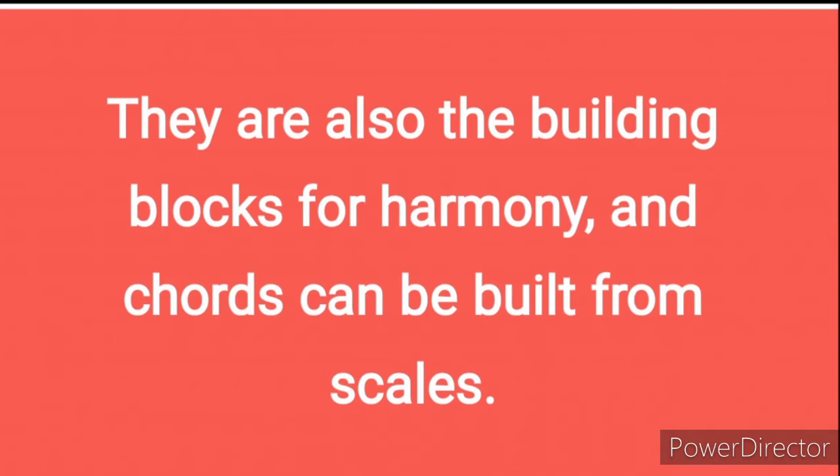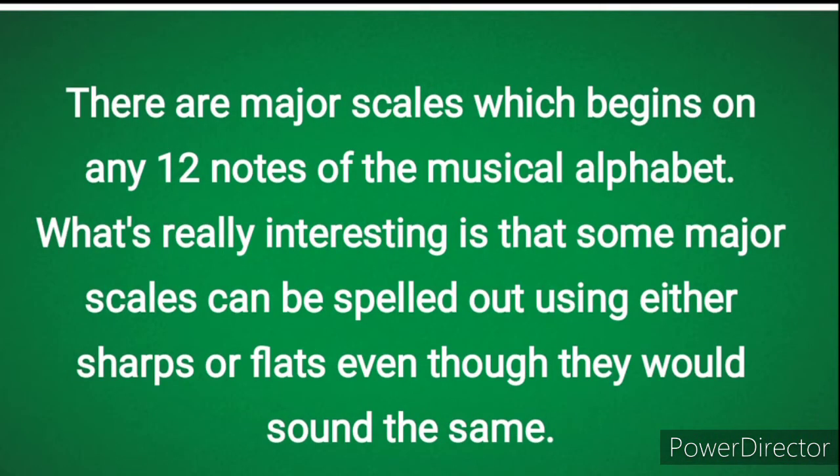Like you have do, mi, so, do. Those are chords. Do, mi, so, re, fa, la, so, ti, re. They are chords. So they can also be built from what? From a scale. There are major scales which begin on any of the 12 notes of the musical alphabet. What's really interesting is that some major scales can be spelled out using either sharps or flats, even though they will sound the same. Like I said, you have major and minor. So even though they will sound the same, it can also be spelled out.